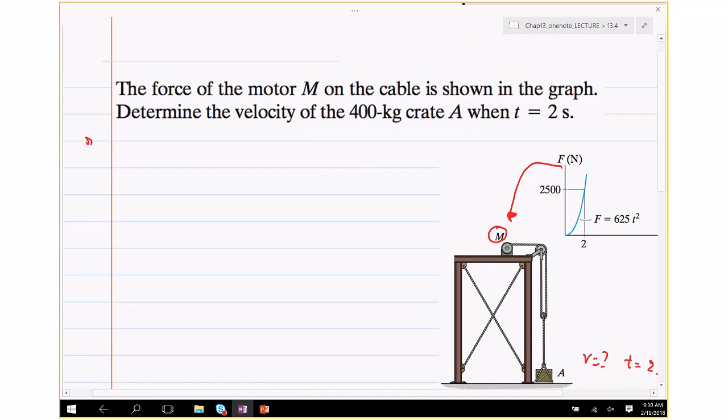So let's draw a free body diagram. In this case, we don't really need one for the motor, because we know there's a force F, and the same force gets transmitted. So if you draw a free body diagram for this pulley and this mass, that should suffice. So we'll draw a free body diagram for the pulley.